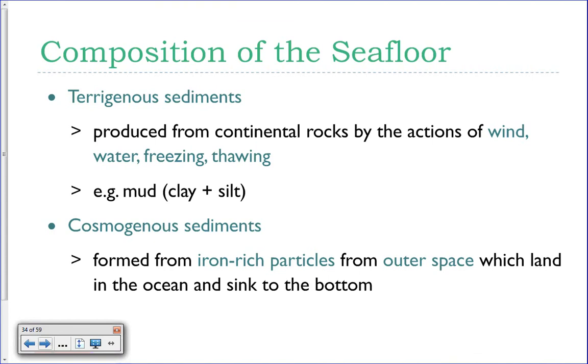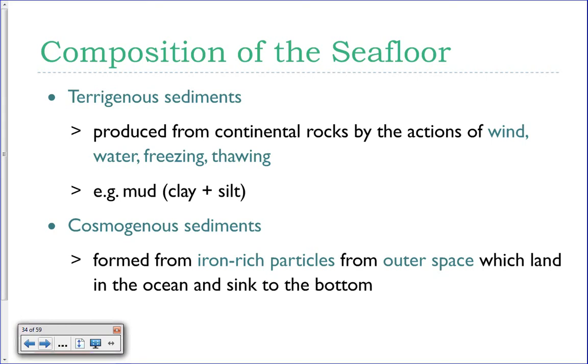Terragenous sediment is produced by the weathering of rocks on land that then get carried by rivers and streams into the ocean and settle on the seafloor. So it's dirt on the bottom of the ocean.